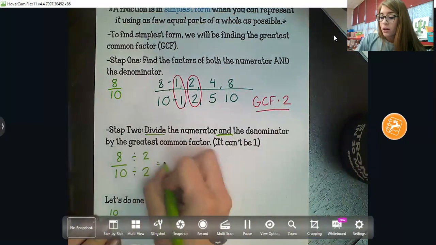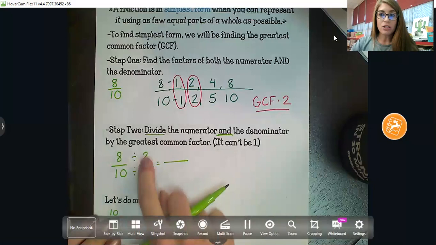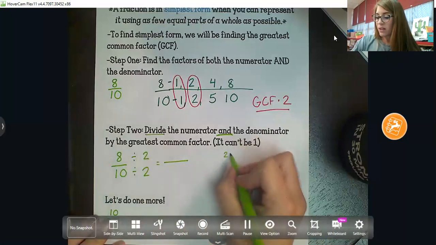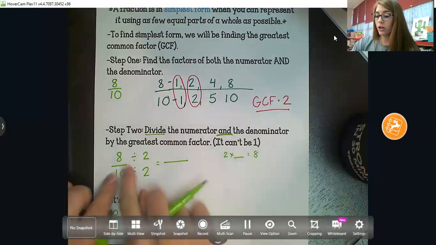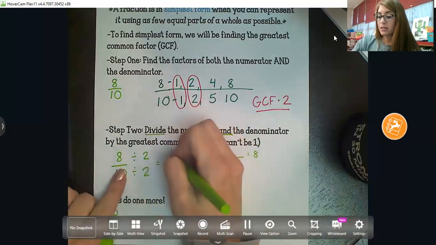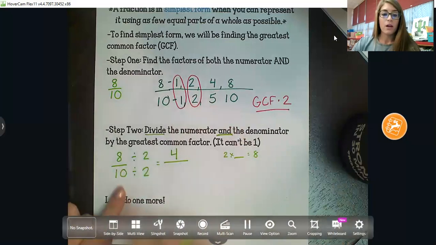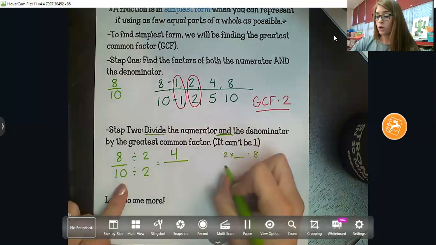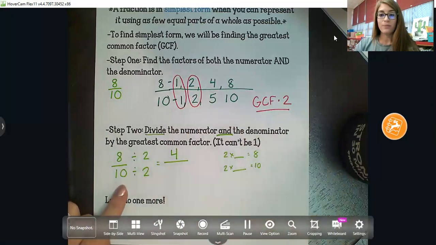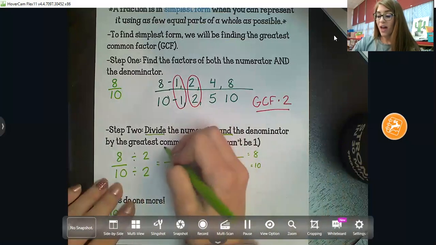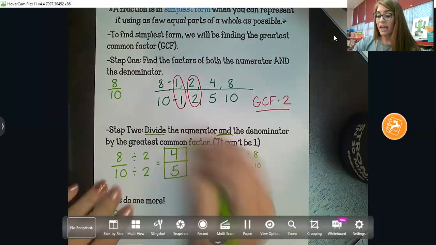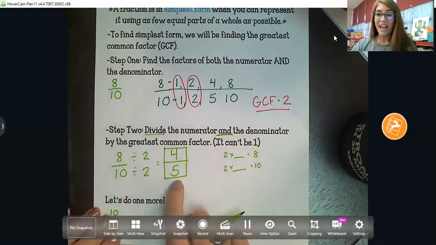Okay. So 8 divided by 2, what is that? We can also think of it as 2 times what gives us 8. Very good. 8 divided by 2 is 4. What is 10 divided by 2? Or 2 times what equals 10? Very good. It is 5. And then that is 8/10 in simplest form. We cannot divide that down any smaller than that.